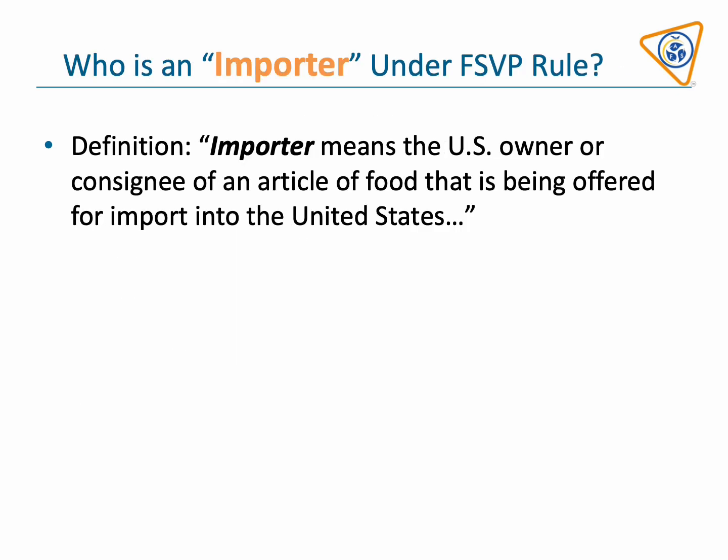Who is an importer under the FSVP rule? Definition: Importer means the United States owner or consignee of an article of food that is being offered for import into the United States. If there is no United States owner or consignee of an article of food at the time of entry, the importer is the United States agent or representative of the foreign owner or consignee at the time of entry. The agent or representative should be confirmed in a signed statement of consent.